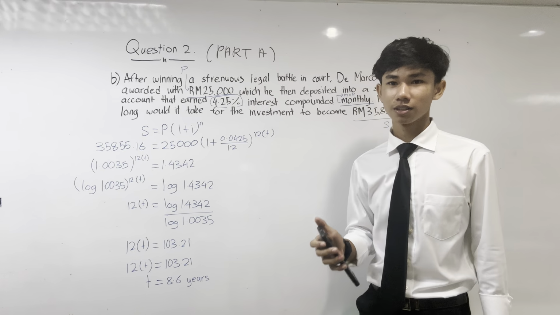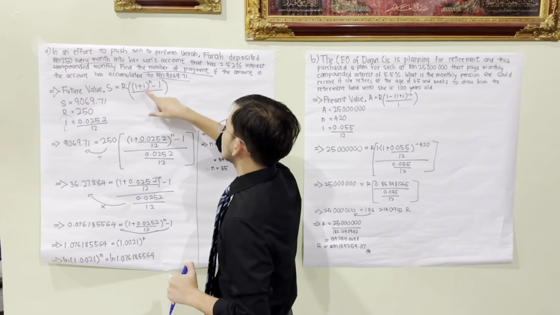Okay, for 1A, in an effort to push her son to perform Umrah, Farah deposited RM 250 every month into her son's account that has 2.52% interest compounded monthly. Find the number of payments if the amount in the account has accumulated to 9,069.71. So, question 1 asks for the number of payments. We are missing the number of payments. So how to find it?